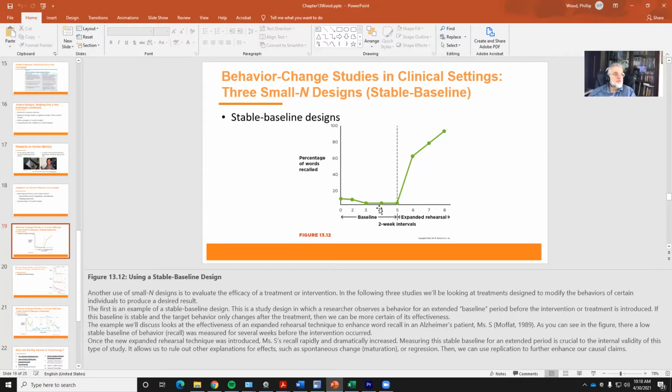What's another example of that? Sometimes people are looking at reaction time tasks, and they'll throw out the first few reaction times just because you got to get used to the apparatus.